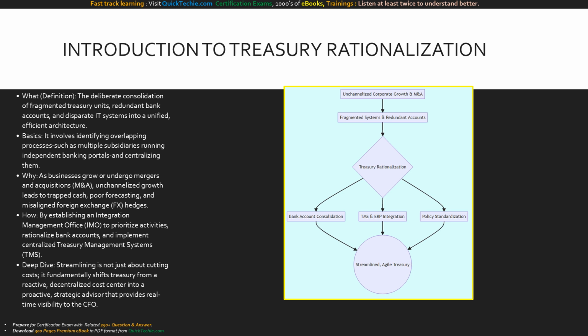At the top, unchannelized corporate growth and M&A activities inevitably lead to the second node, fragmented systems and redundant accounts. When a company reaches this breaking point, it enters the central treasury rationalization gateway. From here, the strategy splits into three concurrent execution paths: bank account consolidation, TMS and ERP integration, and policy standardization. By executing on all three fronts simultaneously, the organization drives down into the ultimate goal at the bottom, a streamlined, agile treasury capable of supporting global scale without the dead weight of legacy redundancy.